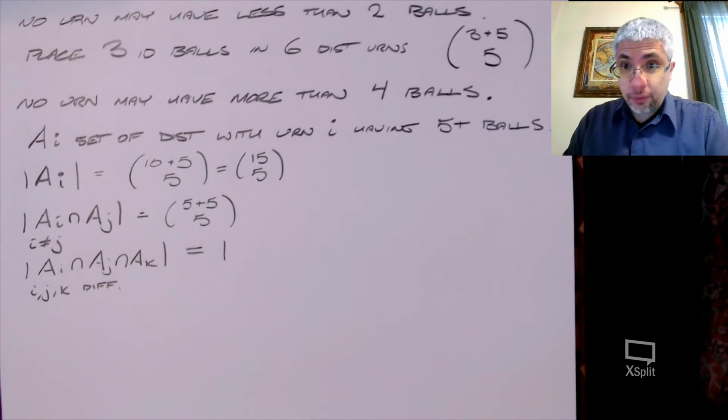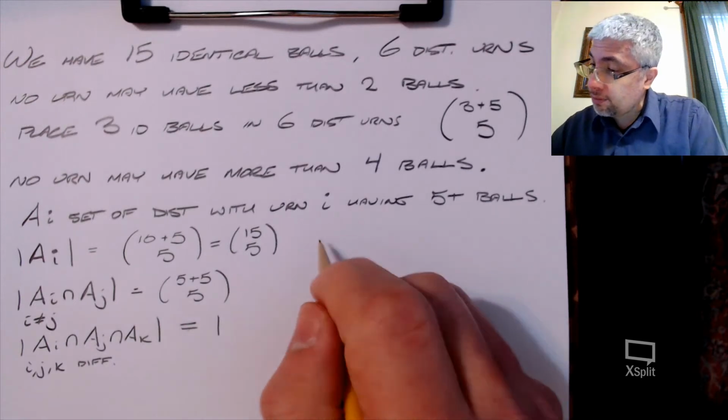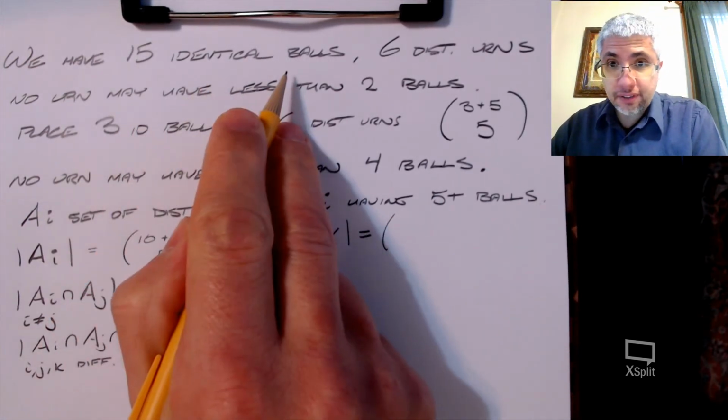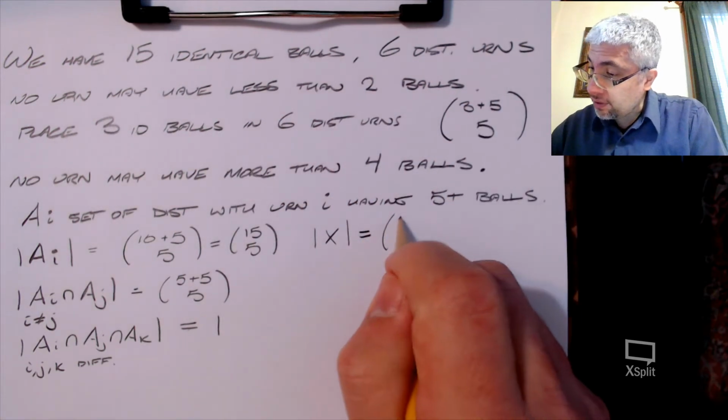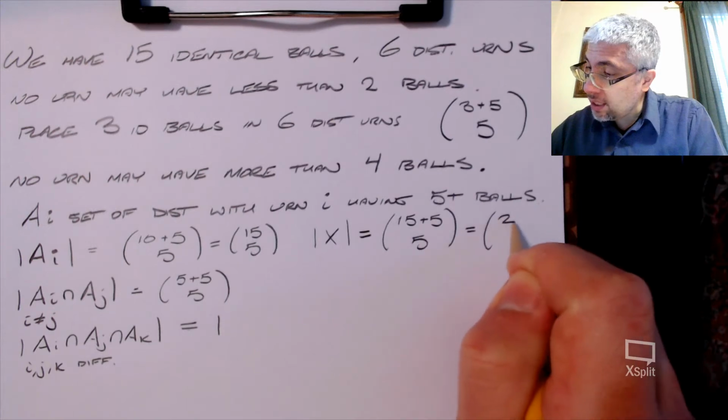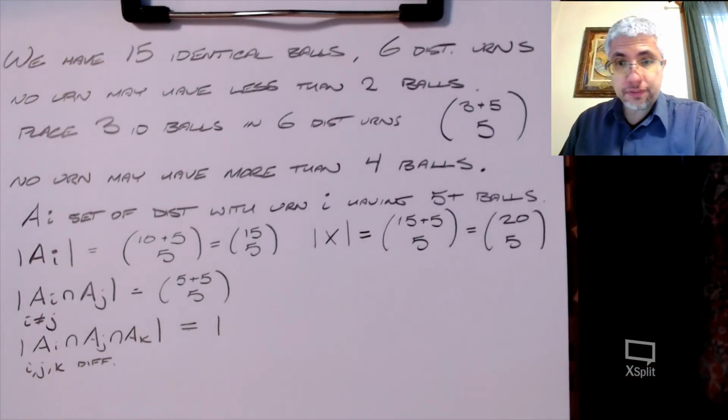Okay, so now we get to use inclusion-exclusion to get our answer. Of course, the total number of ways we could just put balls in urns with no restrictions would be what? That would be the size of X. So that would be, well, 15 balls, 6 urns. So that's going to give us 15 plus 5, choose 5, or 20, choose 5.